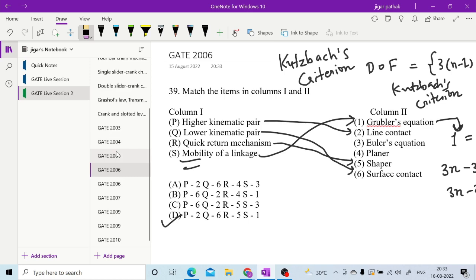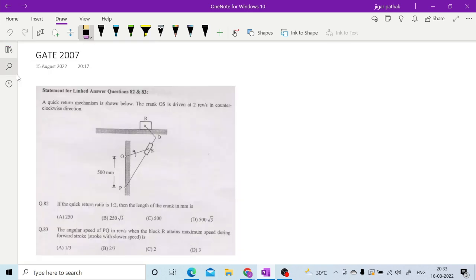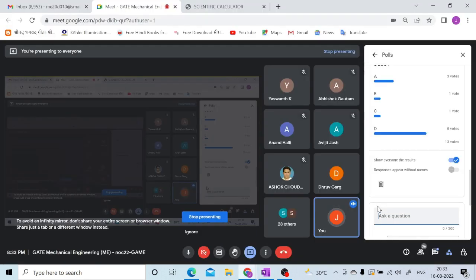Okay, right. So after this, this one is done. This one now, can you try this one? I should generate a poll for this, right? I'm generating it for 82 only, right? 83 I will discuss. Length of the crank, yes. One second, let me generate the poll. It is question number 82, right? In 2007. Question number 82 in 2007.